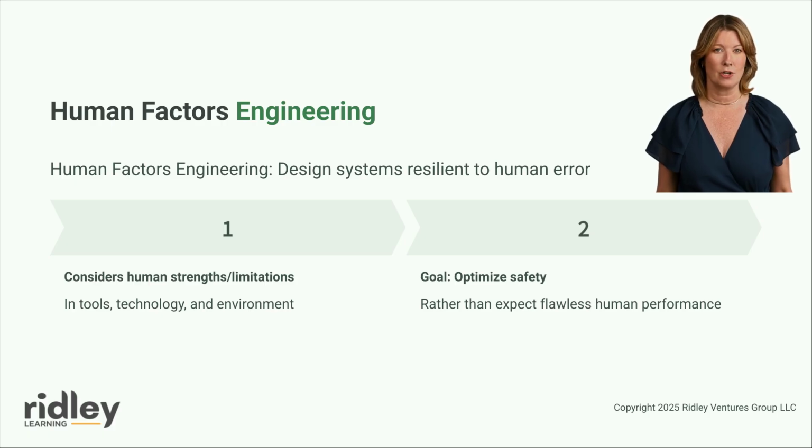are resilient to error. Rather than expecting flawless performance from people working in flawed systems, human factors engineering aims to create systems that optimize safety and minimize the risk of error. It achieves this by analyzing the demands of a clinical task, including the physical effort, cognitive workload, team dynamics, and environmental factors like noise and lighting, and designing processes and tools that support safe and effective performance.